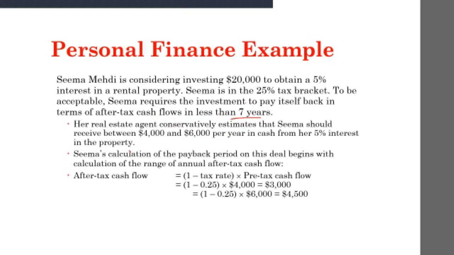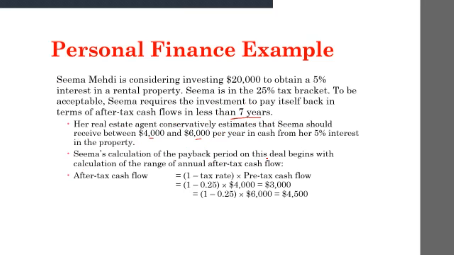So let's see what's happening here. Her real estate agent conservatively estimates that Seema should receive between $4,000 and $6,000 per year. That's an estimate, in cash from her 5% interest in the property. So she's getting a 5% return.